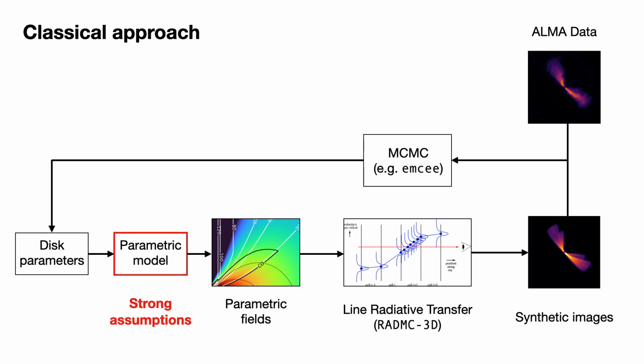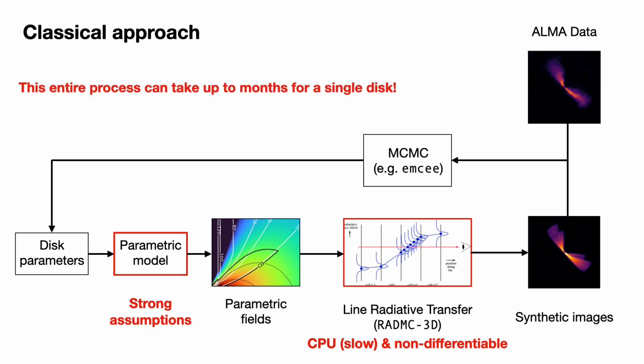The first issue with this is the parametric model requires strong assumptions, which inherently limits the possible structures that can be produced by the model. The second issue, line radiative transfer, is an expensive ray tracing process that also accounts for Doppler shifts. The existing code for this is CPU-bound and non-differentiable in its current state, which prohibits end-to-end optimization. As a result, this entire process can take weeks or even months to fit a single disk.